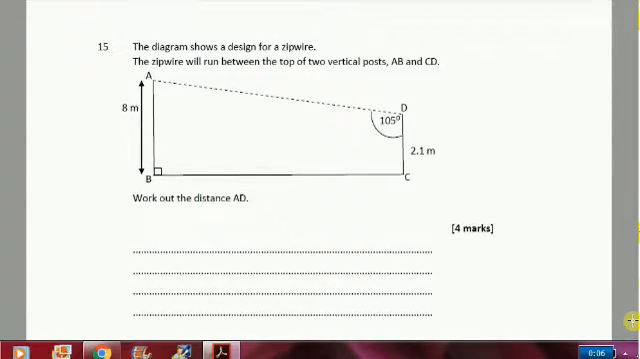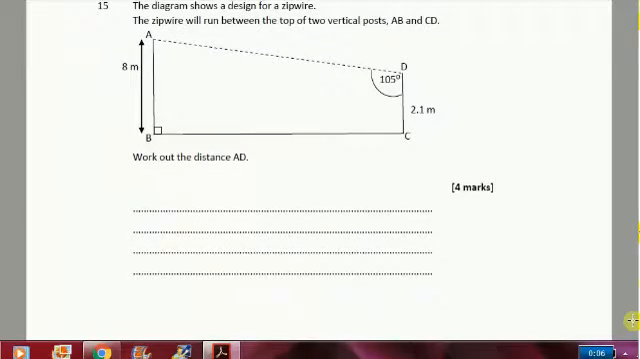The last question. The diagram shows a design for a zip wire. It will run between the top of two vertical posts, AB and CD. Work out the distance from A to D.